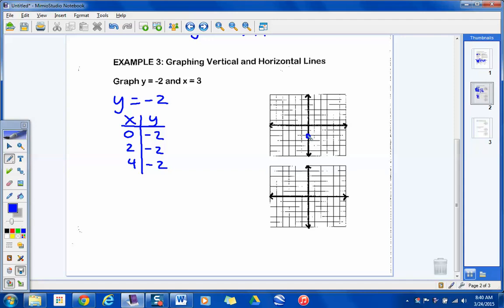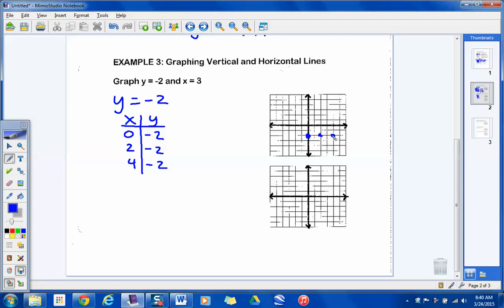What's the next point I would have to plot, given what I've got? (2, -2). Right 2, down 2. Boom. What's the next one I've got here? (4, -2). Right 4, down 2, right? Holy cow, looks like to me these 3 points are going to form me what kind of a line? Horizontal. It's going to be horizontal.